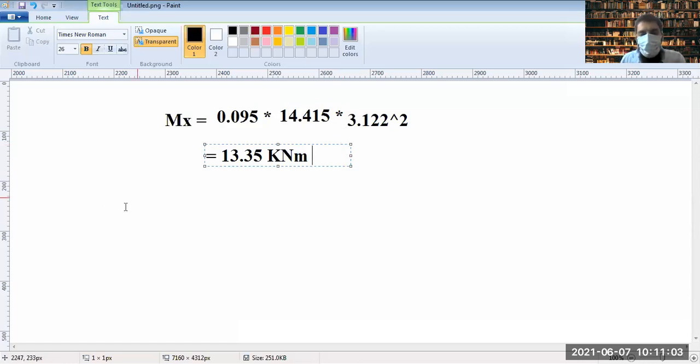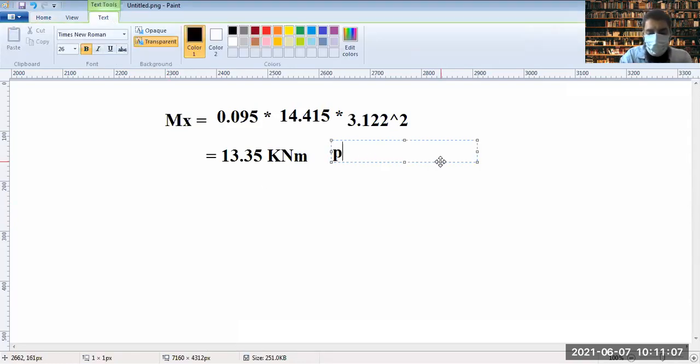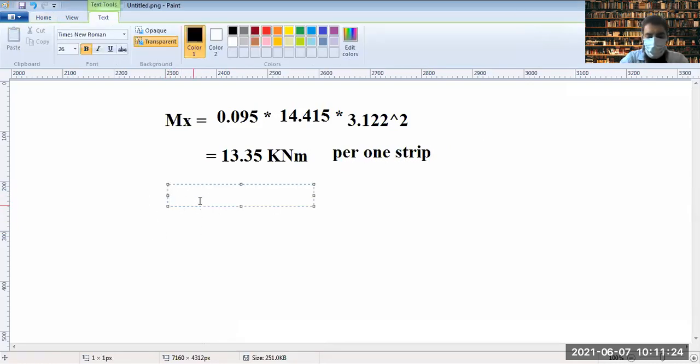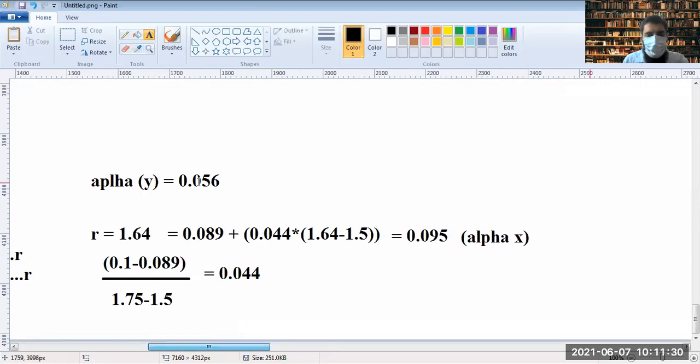So over that 1 meter strip, over which you are calculating at the center of it. Now along the edge, along mx direction, the moment is here 0. Similarly, my would be, what is the value of alpha y? 0.056.